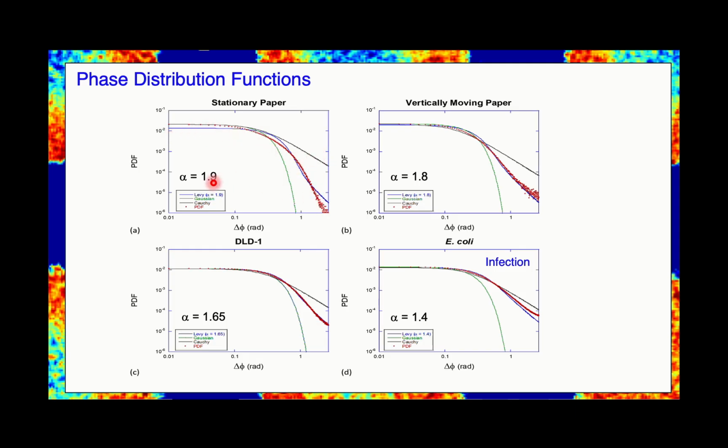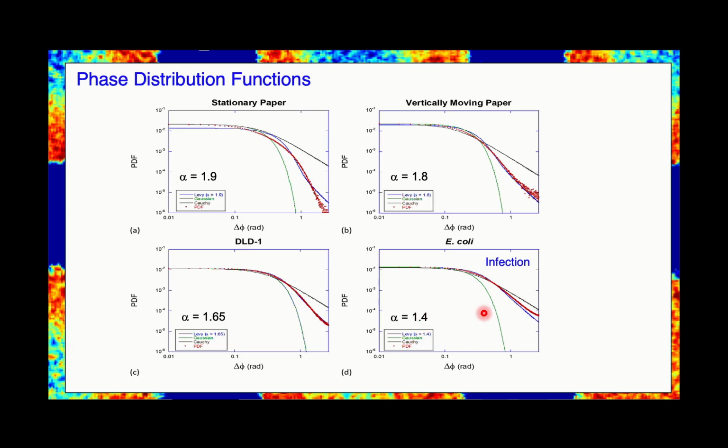1.9. The fitting is not that accurate, I'd say. The alpha is probably plus or minus 0.1 or 0.2, but the point is that this is pretty close to Gaussian. This was the vertically moving toilet paper. He got 1.8, but still, it's pretty close to Gaussian. And then this is living tissue, 1.65, and so that's actually quite a bit smaller. And then when you have an infection, the alpha gets even smaller.